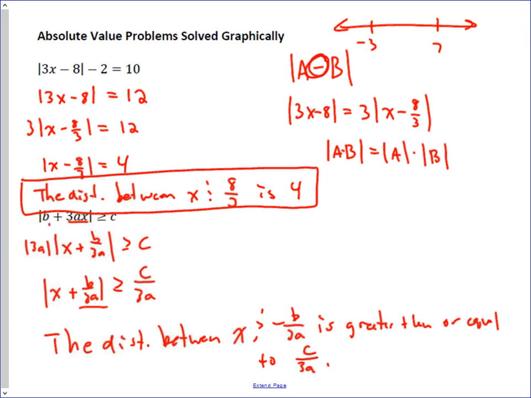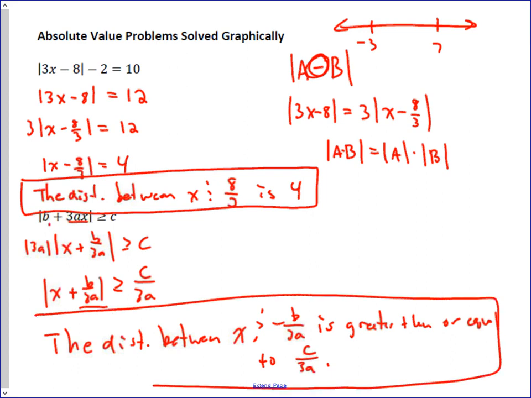The distance between x, what we're trying to find, and negative b over 3a is everything that's greater than or equal to c over 3a away from that. And so you can see this on a number line if you go through and graph it on a number line. But what we're looking to do is be able to come up with that statement and understand these problems graphically.